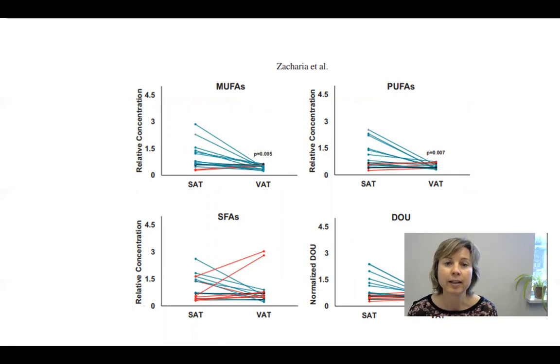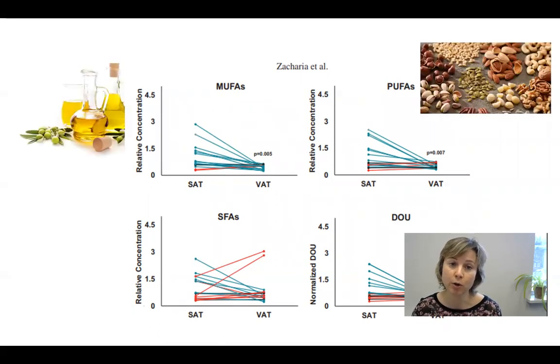What does it mean in practical terms? That means if you're consuming olive oil or nuts, these are more likely to be stored under your skin. But if you're eating a lot of meat and dairy and eggs, these are more likely to be stored in your visceral fat around your inner organs.